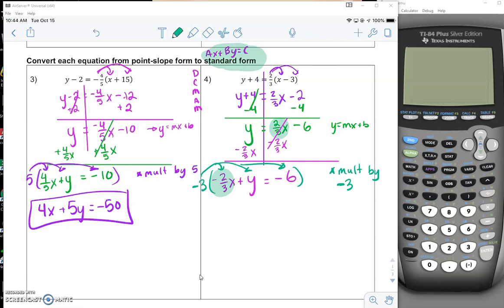Negative 3 times negative 2/3 x leaves us with 2x. Negative 3 times y is negative 3y, is equal to negative 3 times negative 6 makes positive 18. This is now in standard form: ax plus by is equal to c.